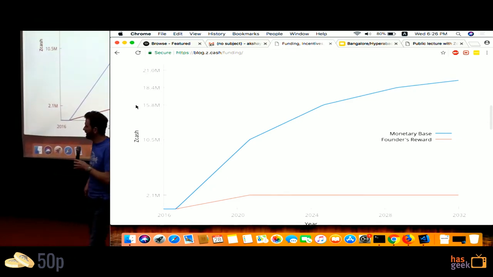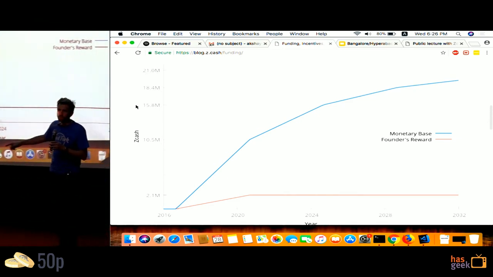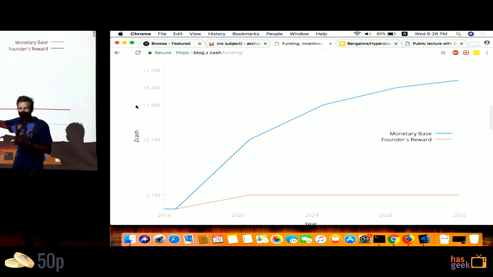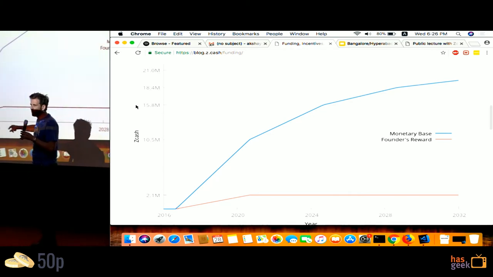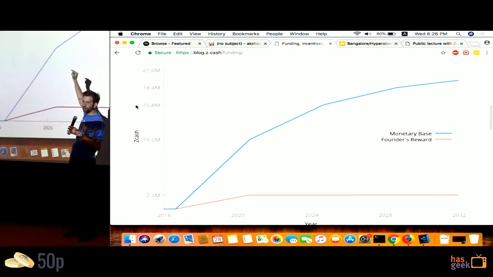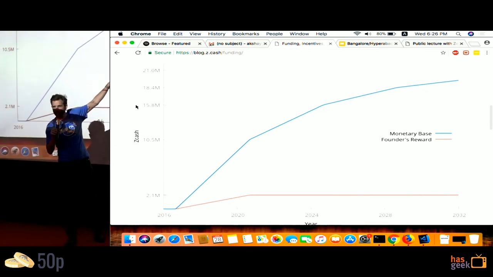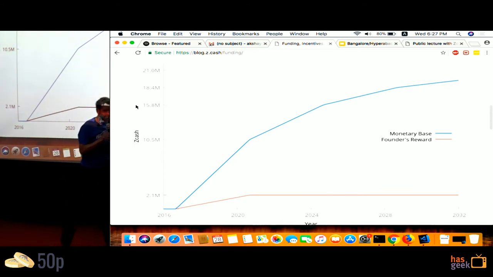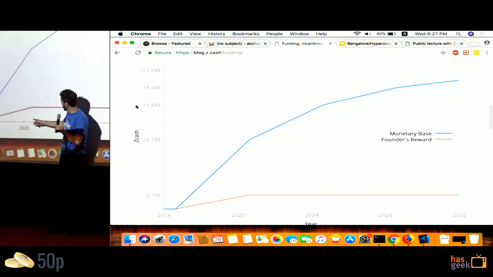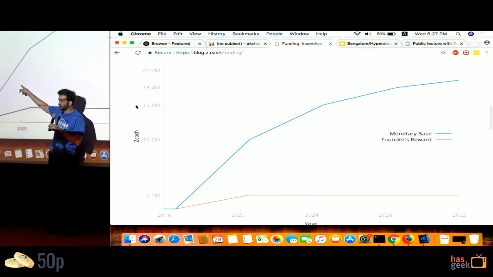Anyway, this is a blog post we put out back then. The Zcash monetary base follows the Bitcoin policy, so it's this much for the first 4 years, and then half as much every 4 years thereafter, and it never goes above 21 million Zcash coins. And then during the first 4 years from launch until the end of 2020, 80% of the newly generated coins go to the miner who found that block, and 20% go to the company.